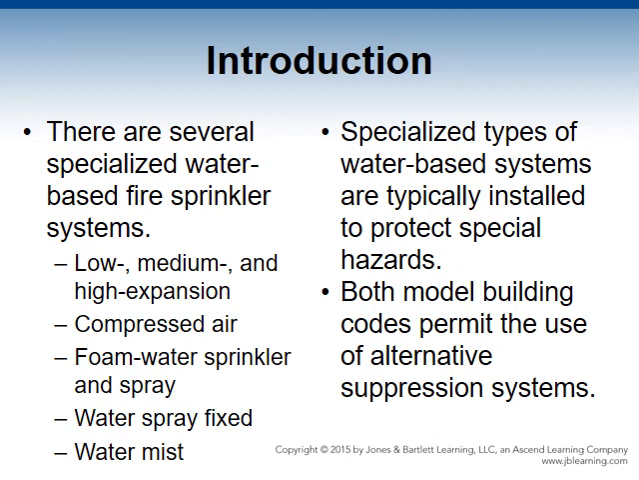Both model building codes permit the use of alternative suppression systems. There is no code language specifying a certain type of system for the hazards. The use of a particular type of system is determined by its ability to protect the hazard. The design professional must determine the type of system best suited to protect the hazard and utilize the appropriate standard to implement the design and installation.